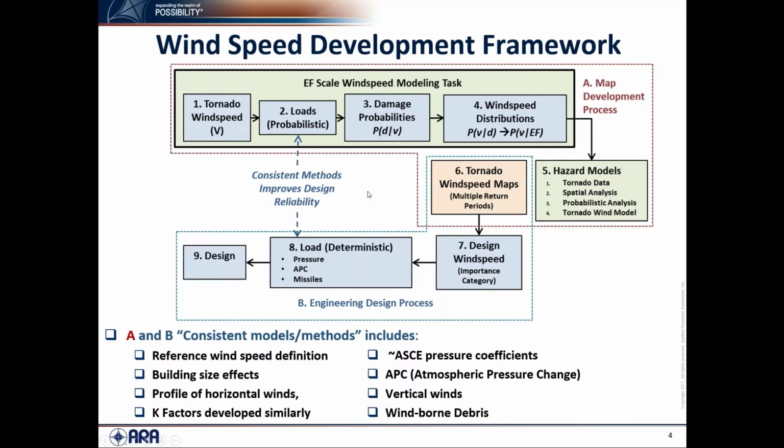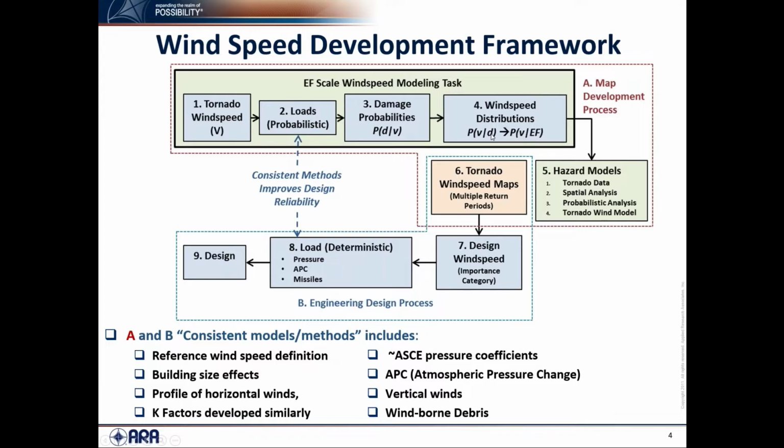So the overall framework in terms of where this fits in is, from an engineering perspective, we start with a tornado wind speed V. We develop probabilistic loads on a model of the building to estimate the probability of damage, P(D|V), the probability of damage given that we had a certain velocity. Then we use a Bayesian approach to reverse that and ask, what's the probability that we have a given velocity, given that there was a certain amount of observed damage?